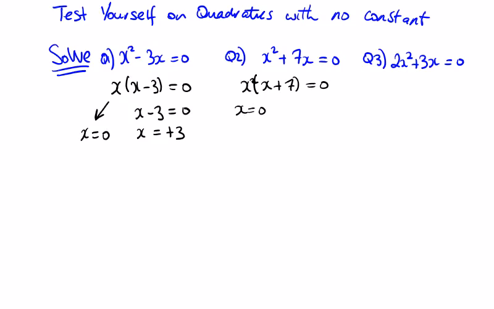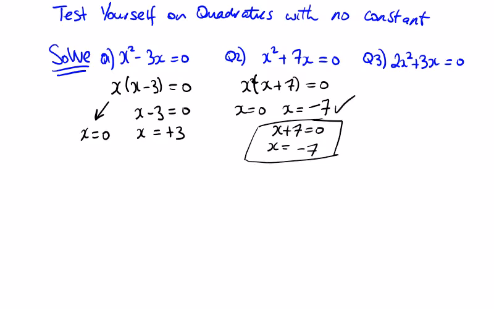So x is equal to 0, or x is equal to minus 7. You could write x plus 7 equals 0 first, x equals minus 7. But now you're getting good. You should be able to just jump straight to here.